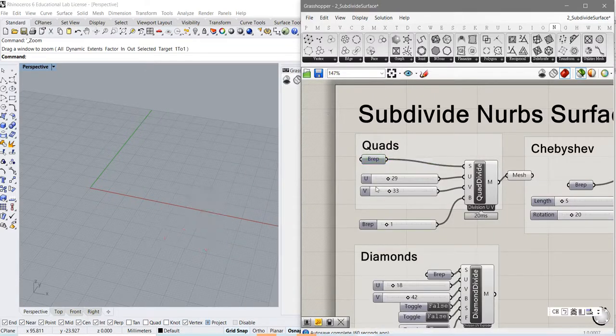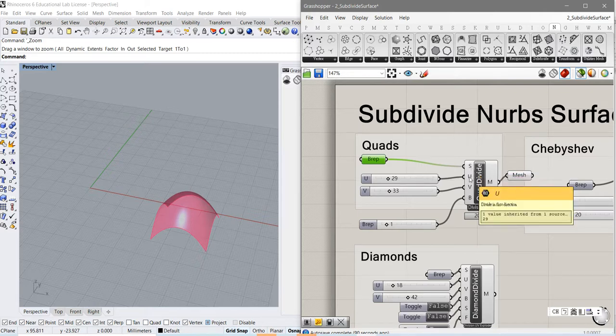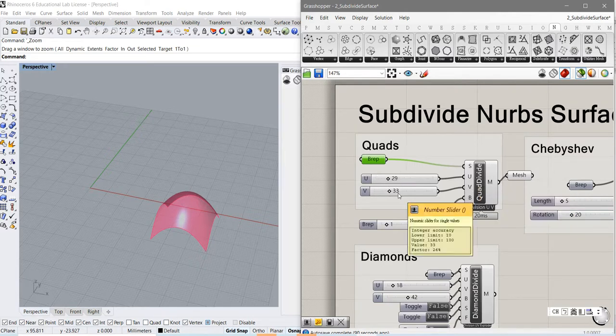Start recording. Okay, so this is the second example. Start from this grid, and there's a component called quadrangular division, abbreviated as quad divide. We have an input, a surface, and for the U direction and V direction, we can set up the number of divisions.